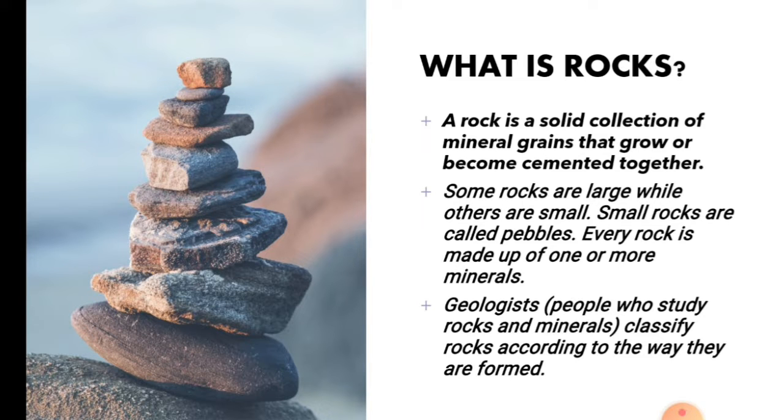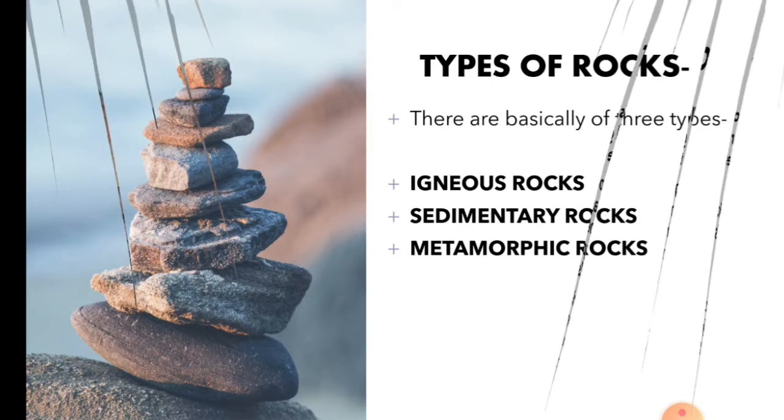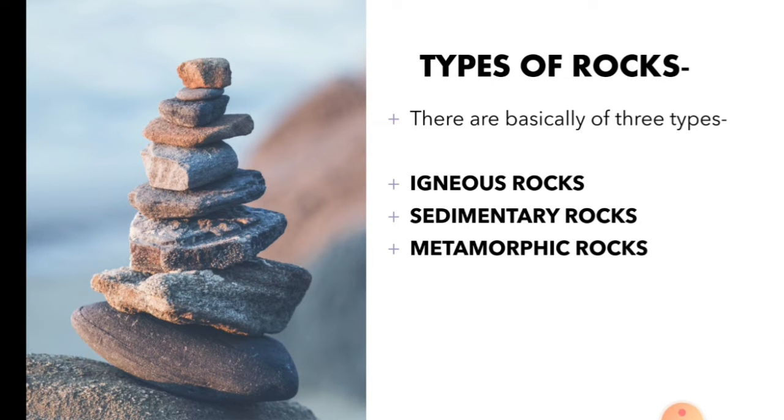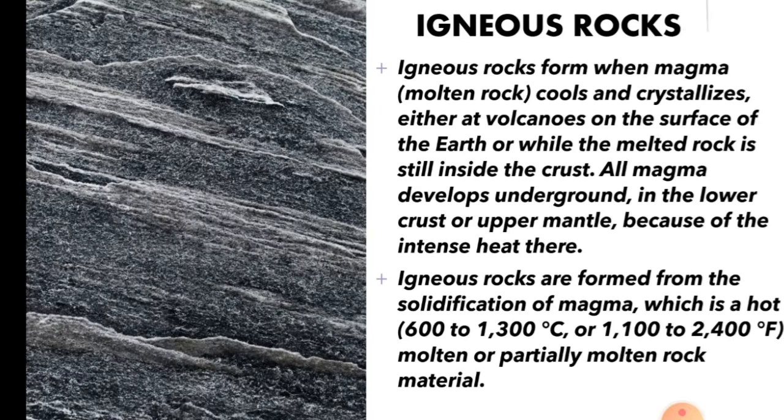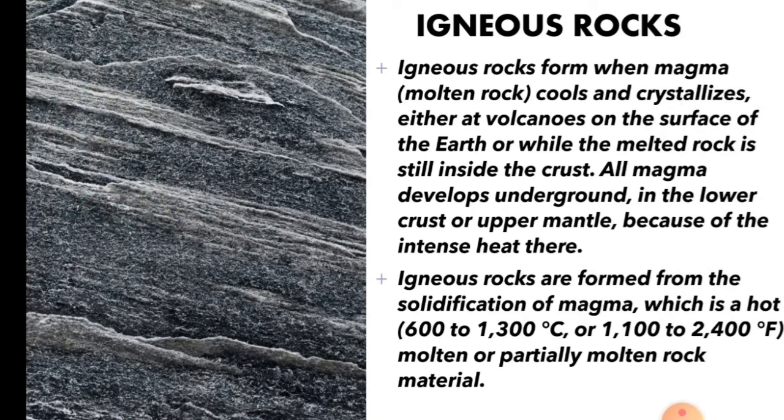Geologists, those who do research on geography, classify rocks on the basis of different textures, size and types. So they are basically of three types. These rocks are classified into three types, that is the igneous, sedimentary and metamorphic rocks. We will see different types of rocks and how they are made. So first, the igneous rock. This is the first rock.